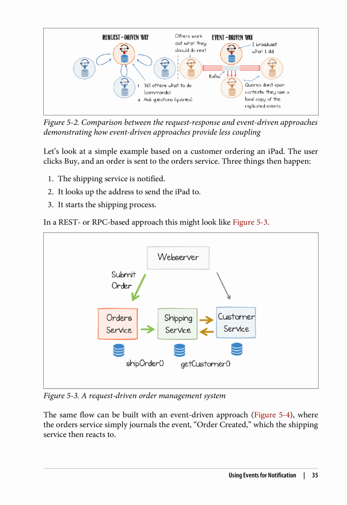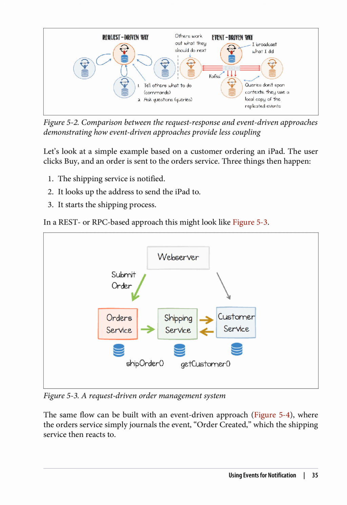Let's look at a simple example based on a customer ordering an iPad. The user clicks buy, and an order is sent to the orders service. Three things then happen. 1. The shipping service is notified. 2. It looks up the address to send the iPad to. 3. It starts the shipping process. In a REST or RPC-based approach, this might look like Figure 5.3.